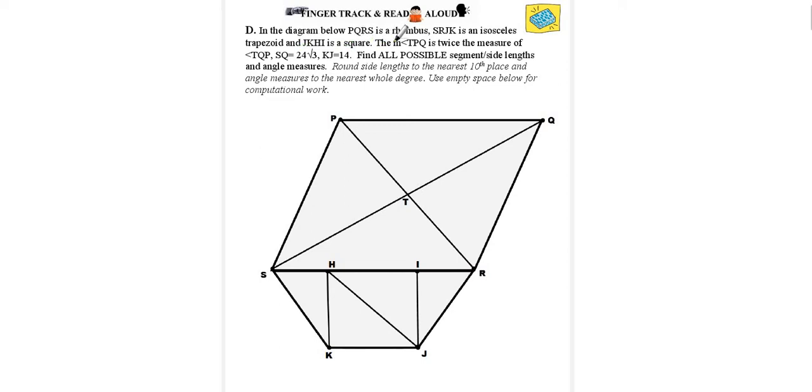It says in the diagram below, PQRS is a rhombus. You always want to stop the second you're given a piece of information. PQRS is a rhombus. You want to mark everything you know to be true about that PQRS. That's going to be a rhombus. Then you're told that SRJK is an isosceles trapezoid. SRJK is an isosceles trapezoid. And we're told that JKHI is a square.